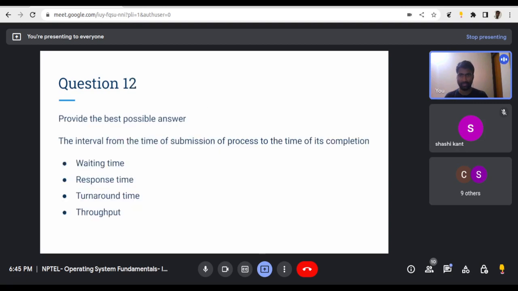Let's move on to the next question. The interval from submission of the process to the time of its completion, what is that called? Waiting time, response time, turnaround time, or throughput? Which is correct? Would anybody like to contribute? We will see the relation between the times now, but anyway, let's first solve the answer.